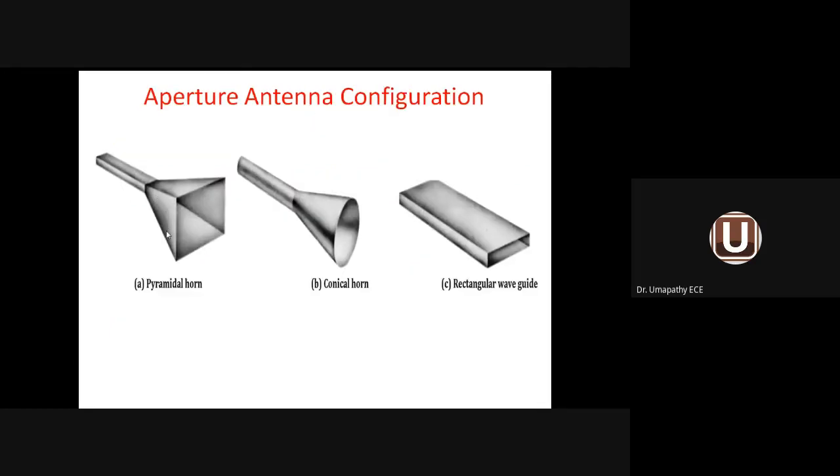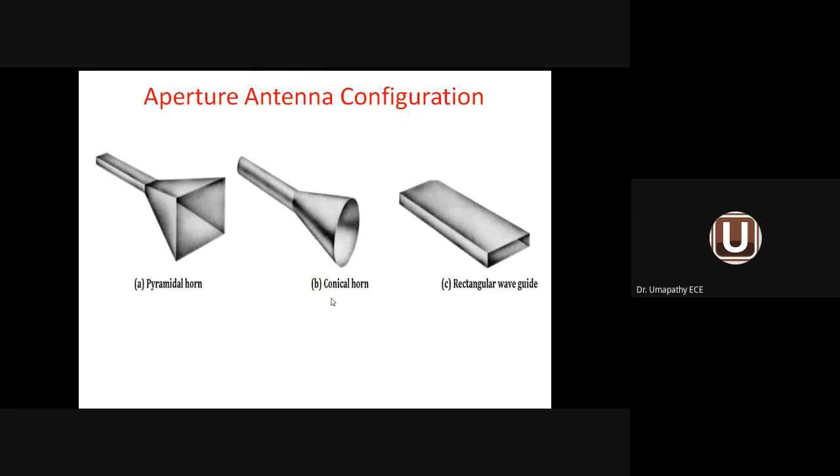You can see the diagram here: pyramidal horn antenna, conical horn antenna, rectangular waveguide. Actually, this is a rectangular waveguide where we have done some flaring at the mouth. It has become a pyramidal horn antenna. Similarly, for a circular waveguide, I have done some flaring at one end. It has become a conical horn antenna.